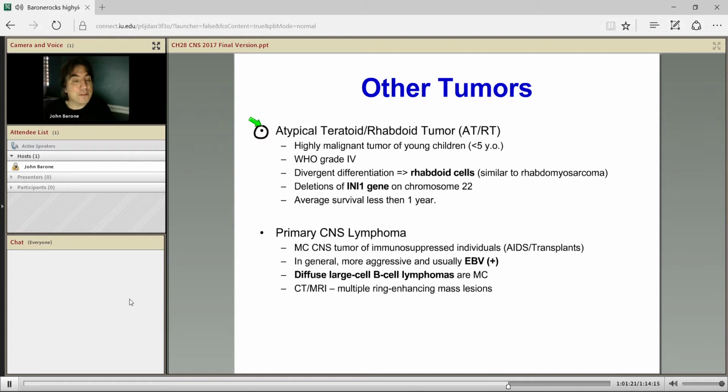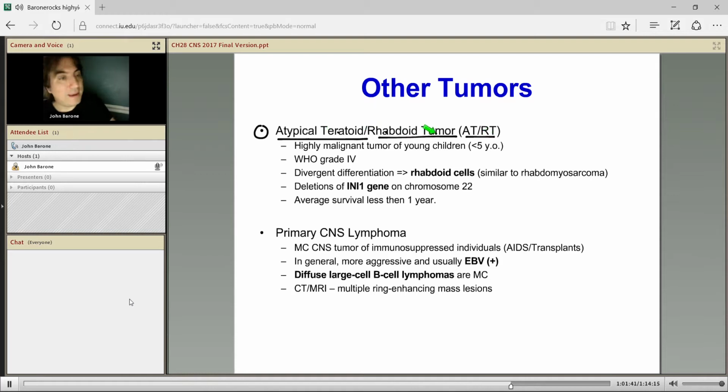All right, now some other tumors that you should know. You should know about this one. And again, the reason you should know it is because it's incredibly bad. This is a very sad tumor. It's very young kids, and they die of it. Almost everyone dies. Okay, this is called atypical teratoid rhabdoid tumor, ATRT.